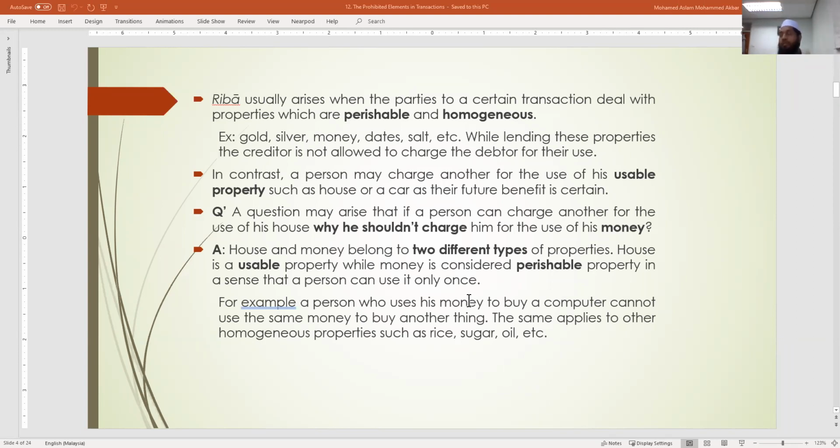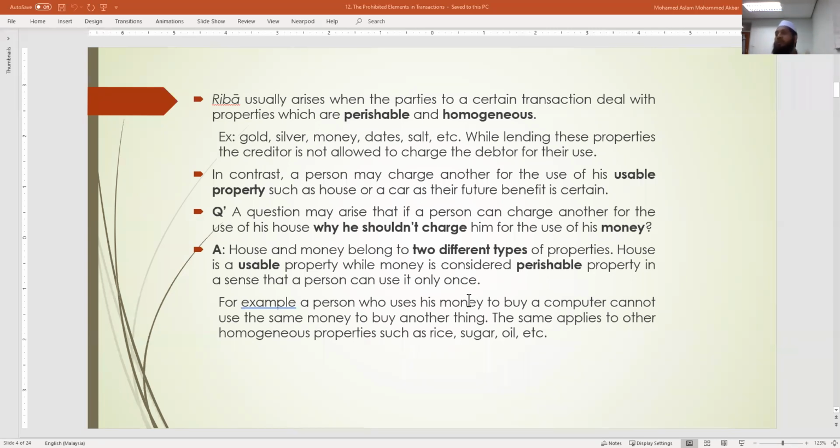Are you going to give me a different house? Are you going to give me a different phone? Are you going to give me a different car? No. You are going to give me the same house, same car, same mobile phone, plus the usufruct that you enjoy. I'm charging you for the service, because you used the usufruct, the benefit. So this is what we call renting.